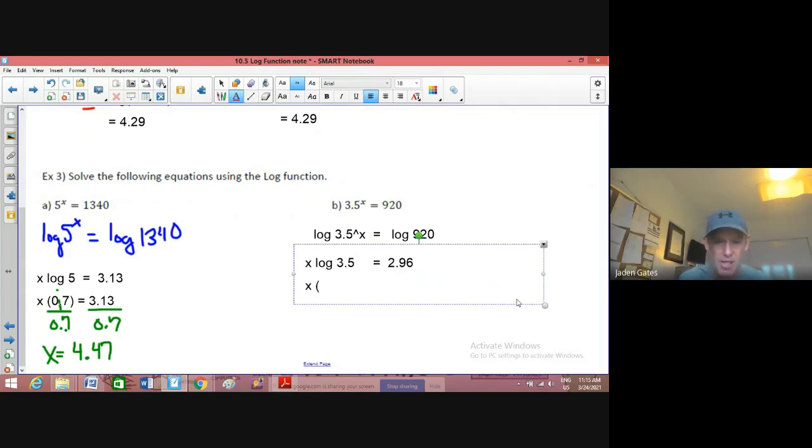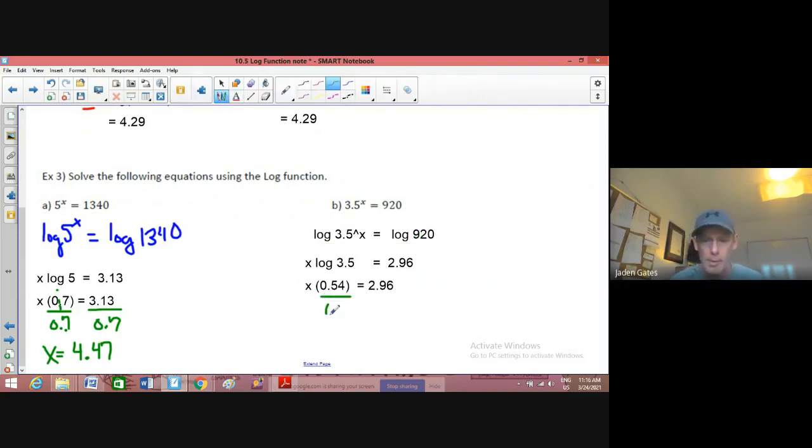All right, well, I'm going to take the log of 3.5. Again, it's not multiplying. It's stuck in there. It's kind of like the sine, cosine, or trig functions there. And let's see here. I type into my calculator log of 3.5, and I get 0.54. And again, that equals 2.96. And just like I did over on the other side there, I'm going to divide by my numerical coefficient. So I'm going to divide both sides by my 0.54. And those two divide each other out. And I get an x value of, let's see here, it's going to be 5 something. Yep, 5.48.